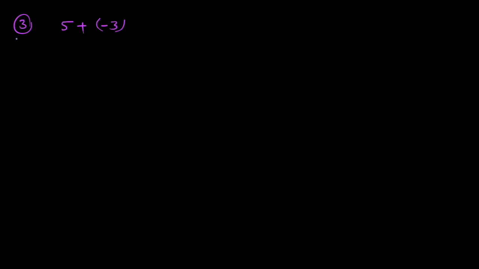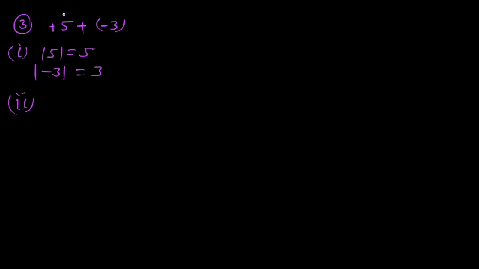Let's take example 3, in which the signs of the numbers are not the same. Both of the numbers have opposite signs. Like you can see, 5 is a positive number and 3 is a negative number. So the steps will remain the same. Your first step is to find the absolute values. And the second step is, do I need to add or subtract these absolute values? In this case, you will subtract.